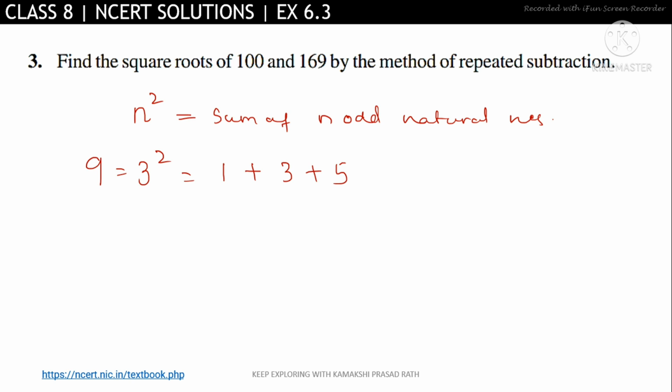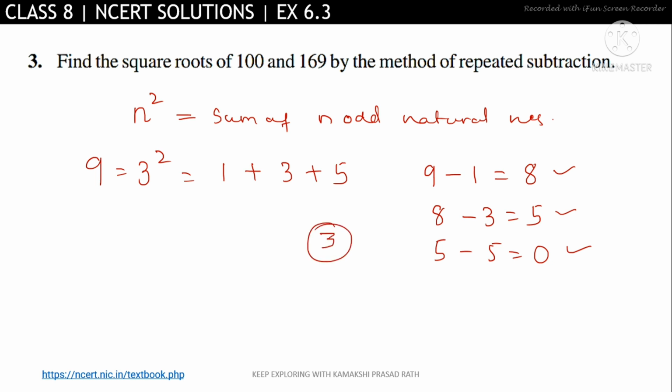For example, here I will start subtracting the first odd natural number, that is 9 minus 1, we get 8. Again 8 minus 3, we get 5, and 5 minus 5, we get 0. So till we get 0, we have to keep on subtracting these odd numbers. So here we see how many times we have subtracted to get 0. In total it is 3 times. So this shows that the square root of 9 will be 3. Simple as that. So let's start the question now.